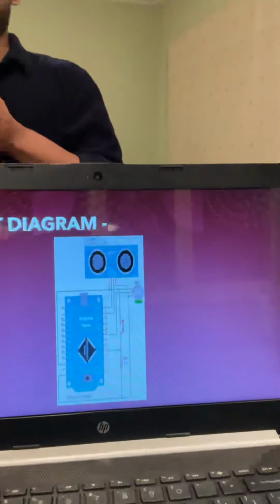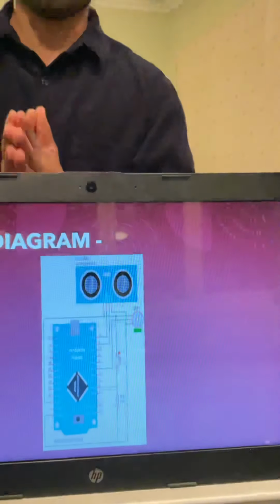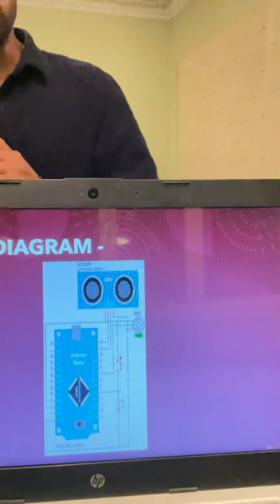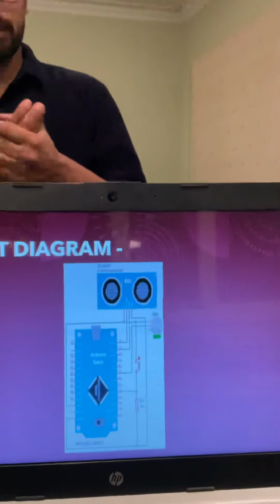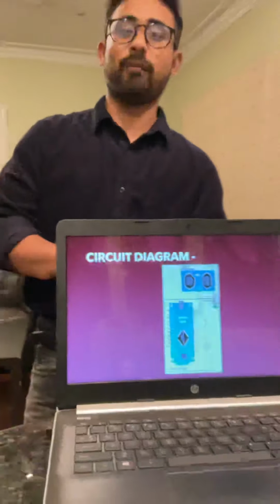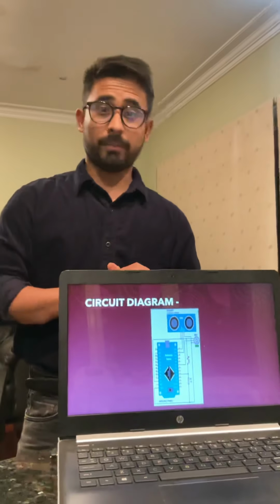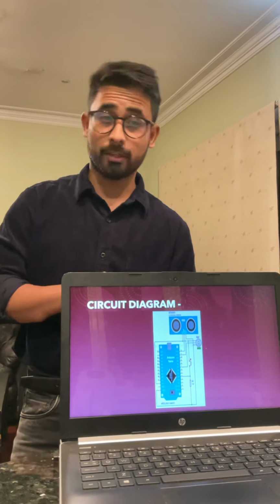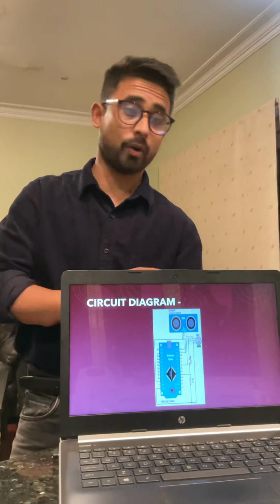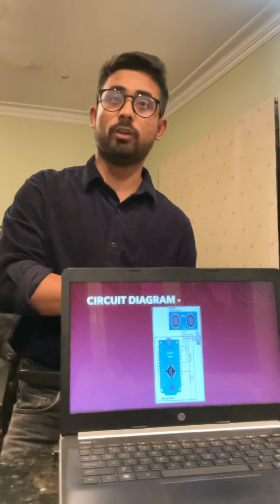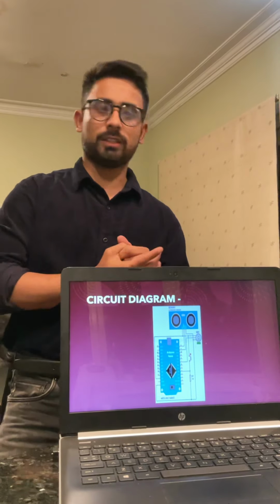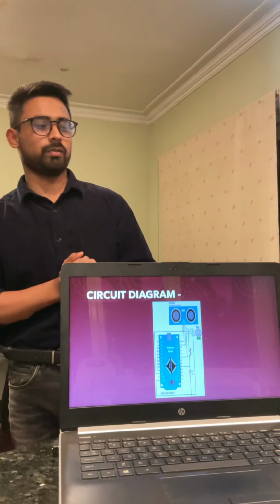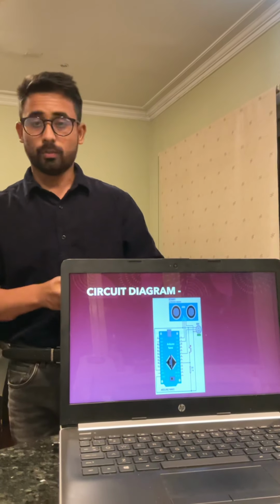In the circuit diagram, I've explained which pin has been joined to which point. In the case of the ultrasonic sensor, VCC is joined to 5 volts. The trigger pin is joined to pin number 9 of the Arduino, and the echo pin of the ultrasonic sensor is joined to pin 8 of the Arduino board. After that, the ground is joined to the ground of the Arduino board.